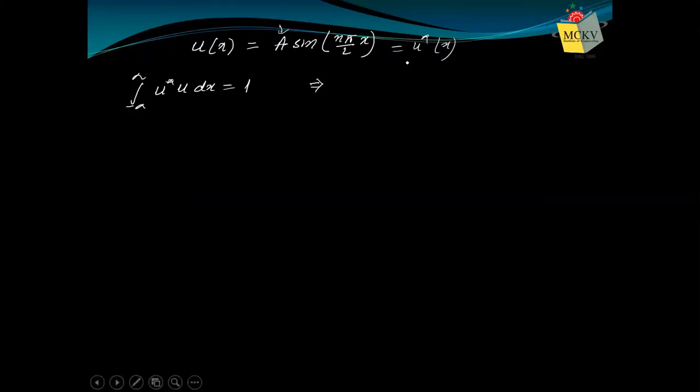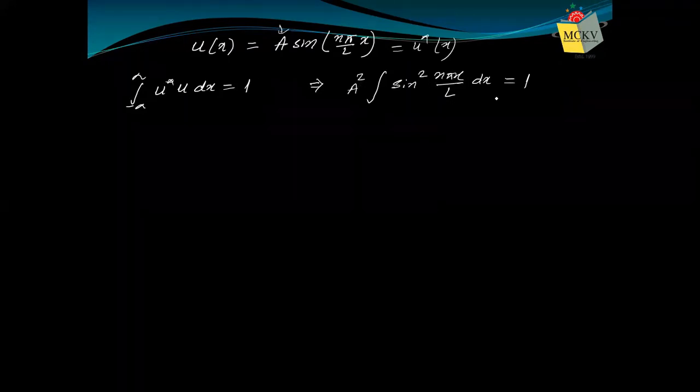U and U star are same. Therefore, A square can be taken outside. What is left? Integral of sin square n pi x by L dx equals 1. I'm just using the value of U and U star, which is the same. So it will be A square sin square n pi x by L dx.